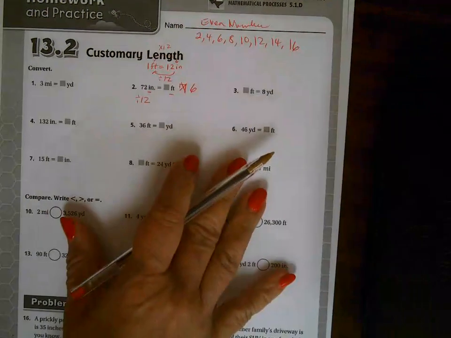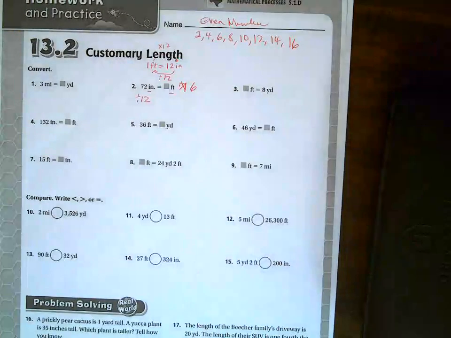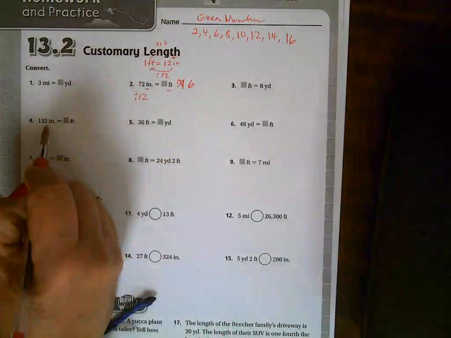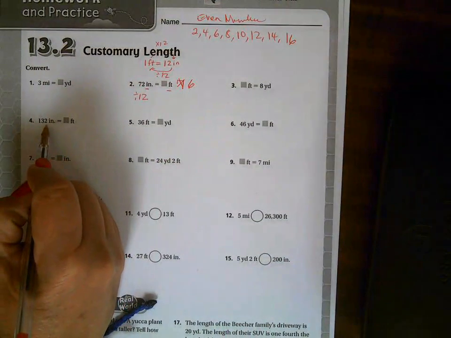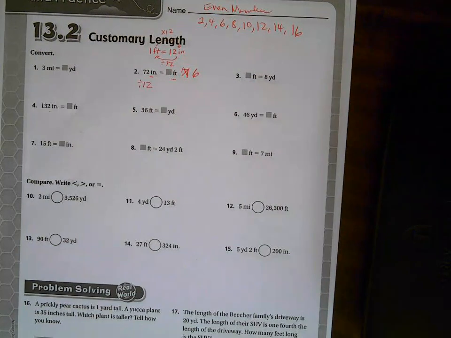The next one, and remember, if you do all the problems, you get 10 points extra credit on your quiz on Friday. So number 4, I'm going from inches to feet, and remember, you're using your star reference sheet. Here we go.